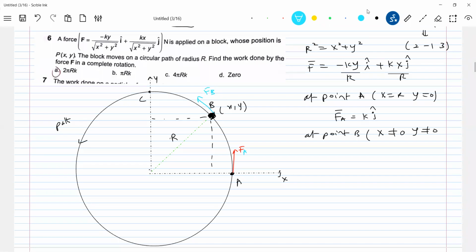And then at C. At C, what is the value of x? X is 0, y is r, no? So look at that force, F is equal to... What is the value of y? X equal to 0, value of y is r, no? So the force will be minus k i cap. This is Fc. So how will the force act? The force will act in this direction. See how the force is acting at all the points.